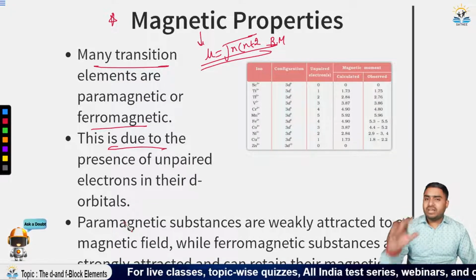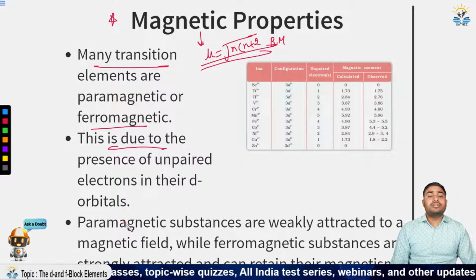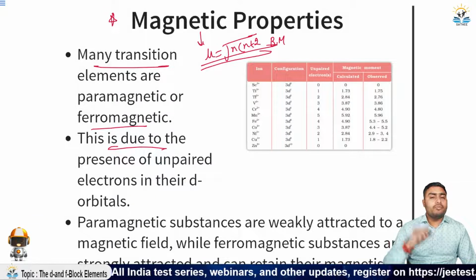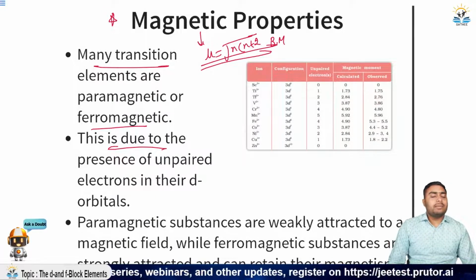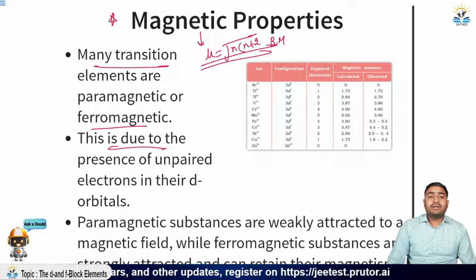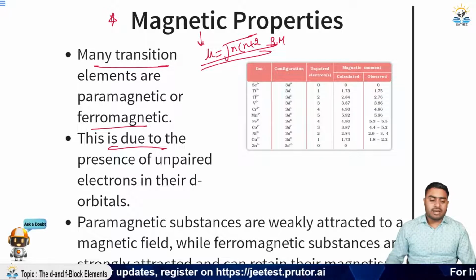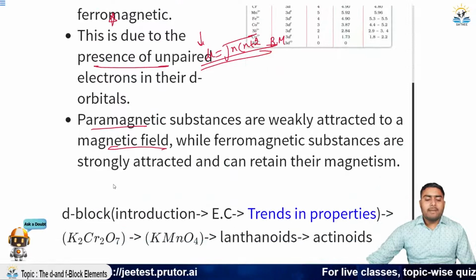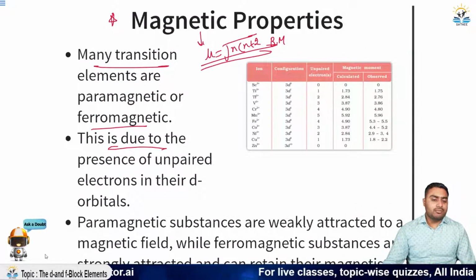Paramagnetic substances are weakly attracted, and ferromagnetic substances are strongly attracted in the presence of an external magnetic field. And a paramagnetic substance can lose its magnetism, but a ferromagnetic substance can retain its magnetism, right? Ferromagnetic substances are strongly attracted and can retain their magnetism. You can see the tabular form here.